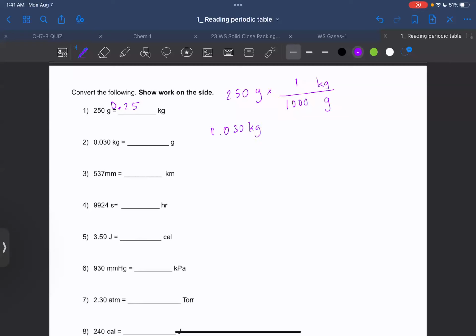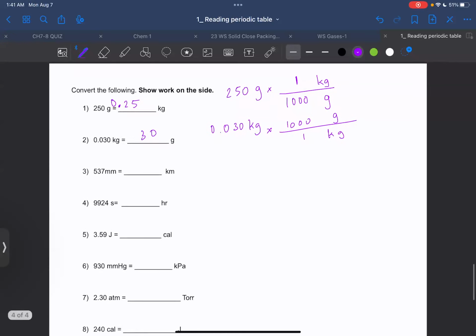0.030 kilogram. Again, we don't want kilogram, so kilogram goes on the bottom, gram goes on the top. In this case, 1 kilogram, 1,000 grams. So you're multiplying, and it is going to give me 30 grams. And then this is only one suffix. To make it two suffix, put a dot there, right? Let me do something that might have a few steps. I'll do it somewhere down here.